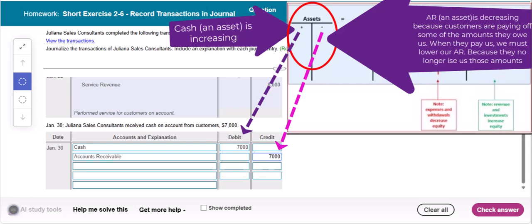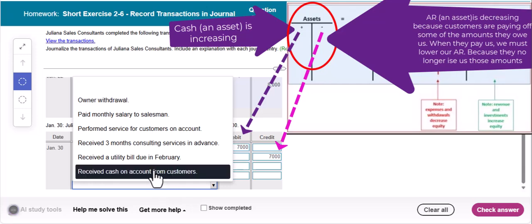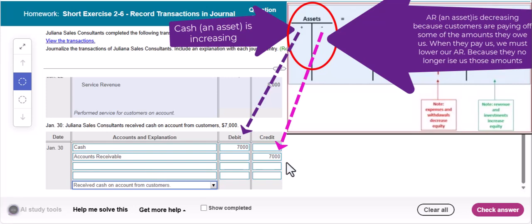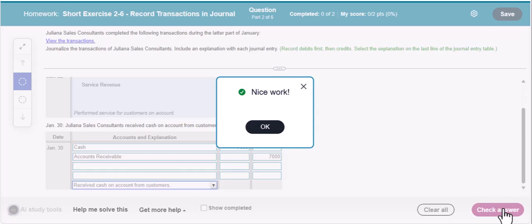And if you look at the accounting grid, accounts receivable does decrease with a credit. So remember, when a customer pays us off, we have to lower their accounts receivable with us. And let's see for the explanation down below here. We collected cash, we received cash on account from customers. Let's go ahead and check that answer. Nice work. Okay.